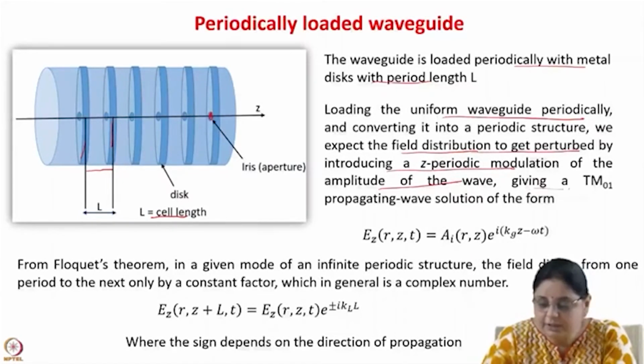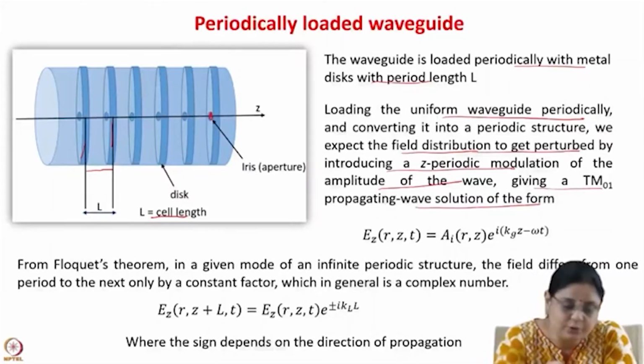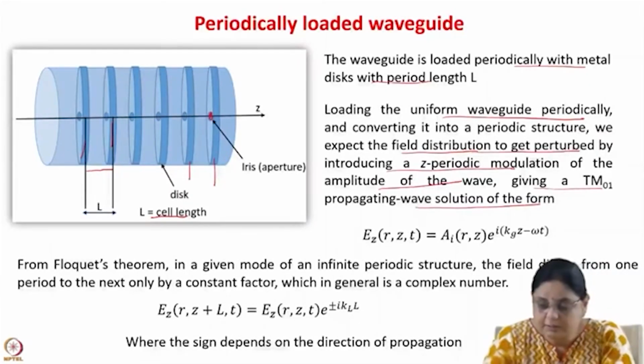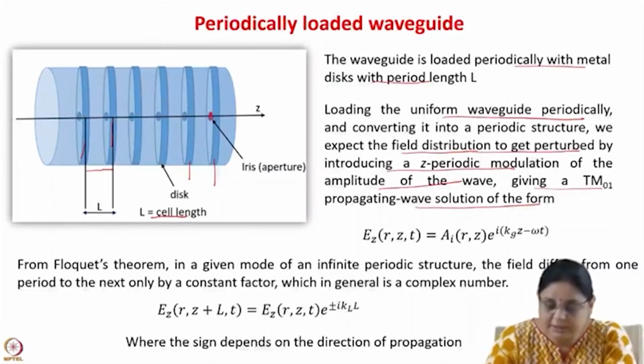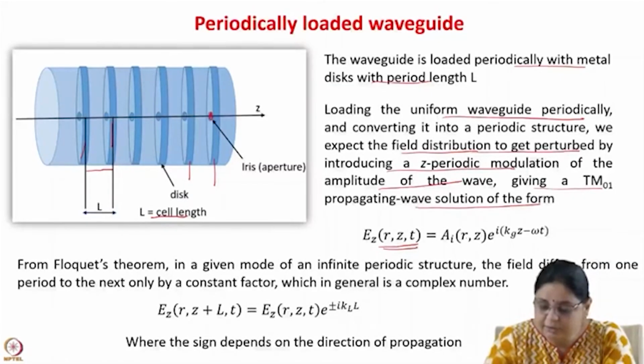Okay, so consider the TM01 propagating wave solution of the form like this. Because now you have loaded the waveguide with periodic metal discs, your electric field in the Z direction will also get modified. So your amplitude has now got modified.